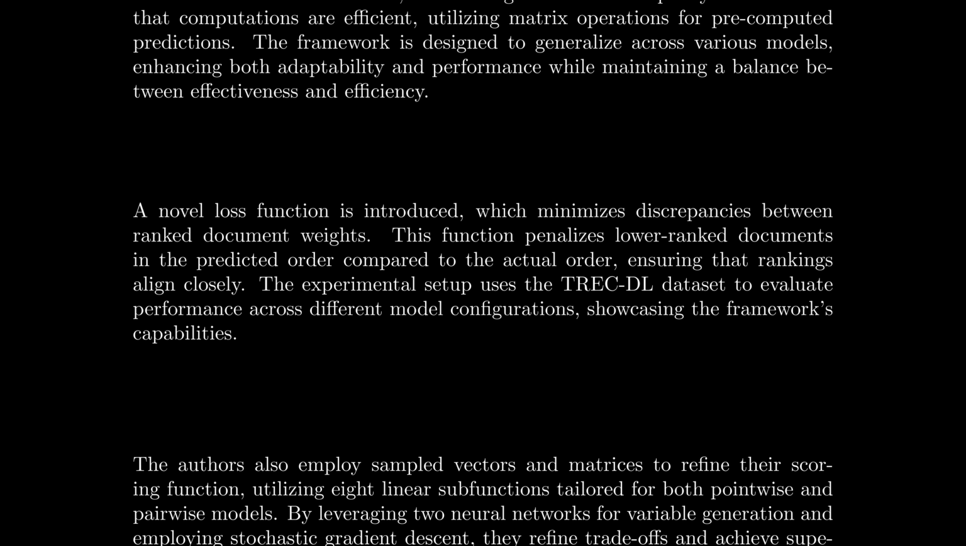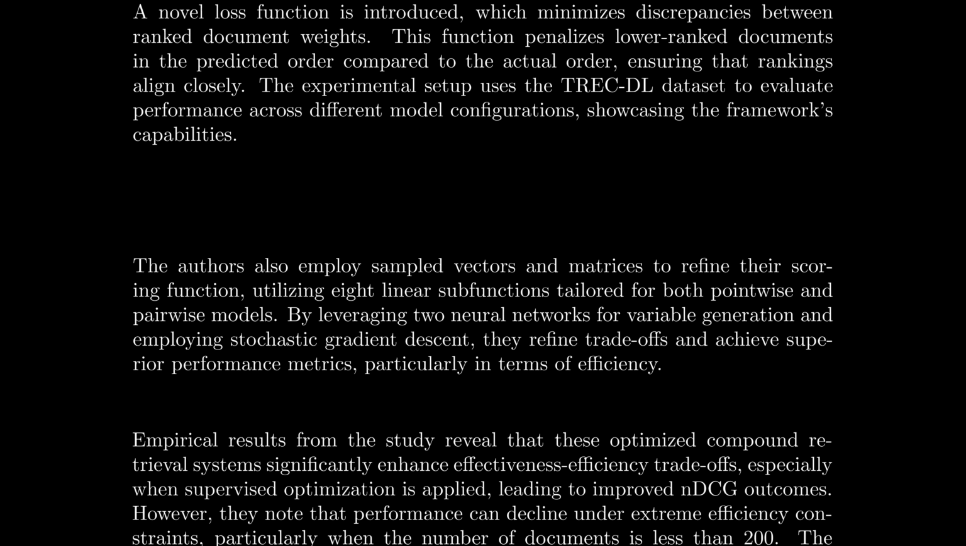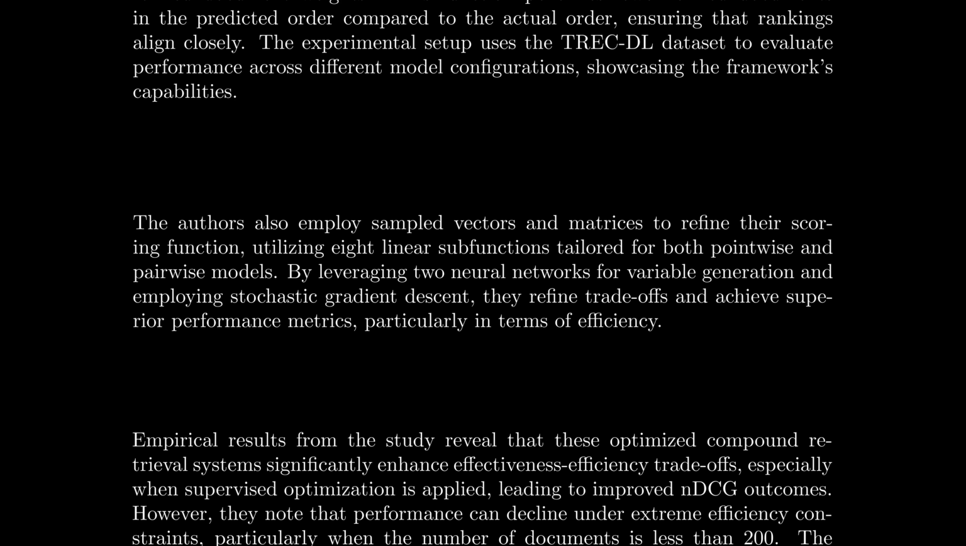The experimental setup uses the TREC-DL dataset to evaluate performance across different model configurations, showcasing the framework's capabilities. The authors also employ sampled vectors and matrices to refine their scoring function, utilizing 8 linear subfunctions tailored for both pointwise and pairwise models. By leveraging 2 neural networks for variable generation and employing stochastic gradient descent, they refine trade-offs and achieve superior performance metrics, particularly in terms of efficiency.